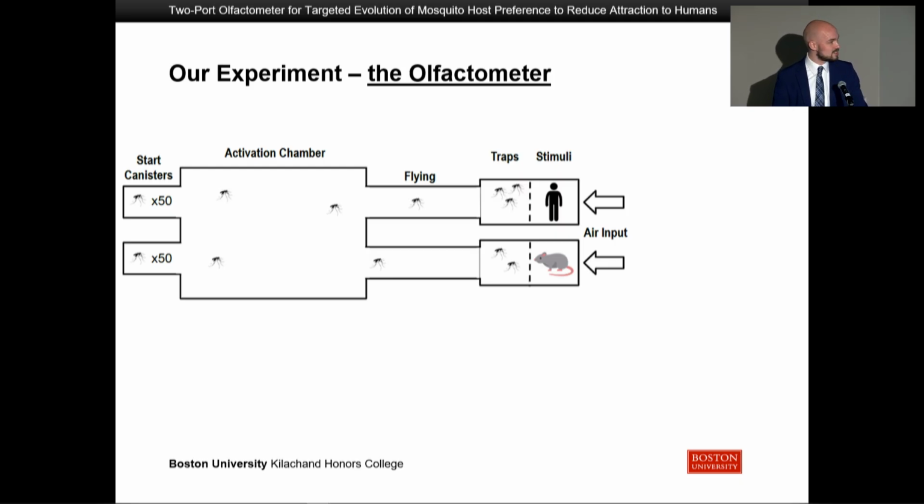The end goal with this is that for our experiment, we want to take the mosquitoes that prefer the rat, breed them, take their kids, do it again. And if you know anything about high school biology, you'll know that if you do that enough times, you'll start to see genetic population differences. And that's what we're hoping to examine by the end of things.